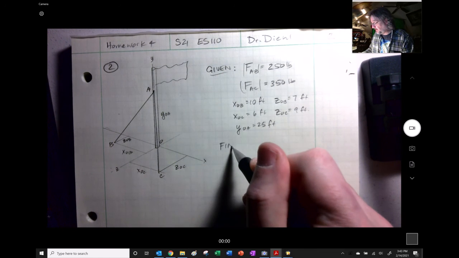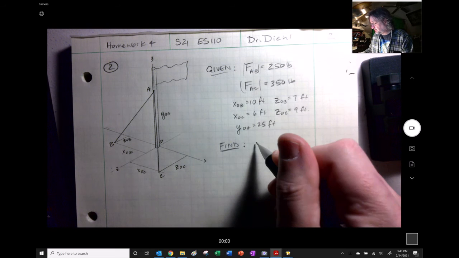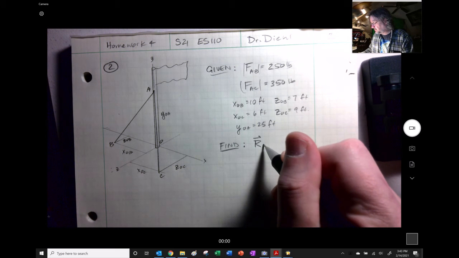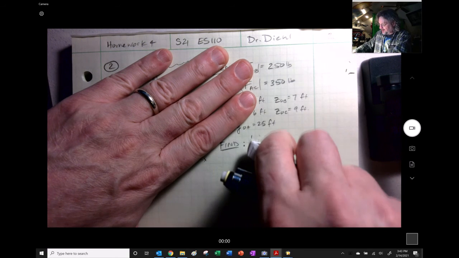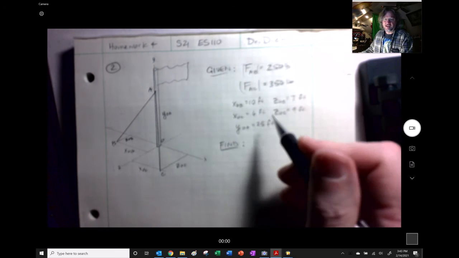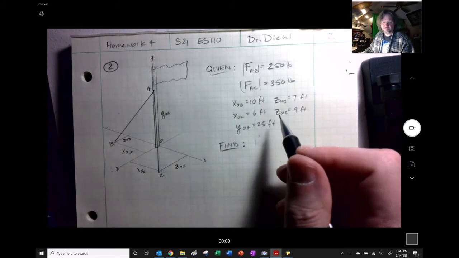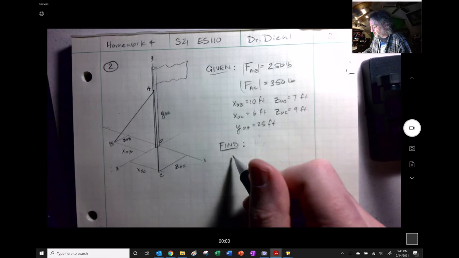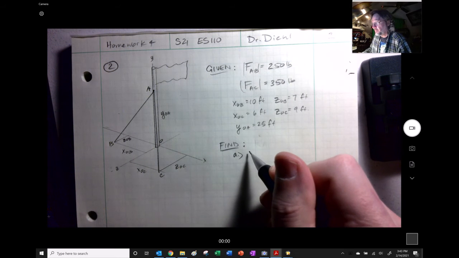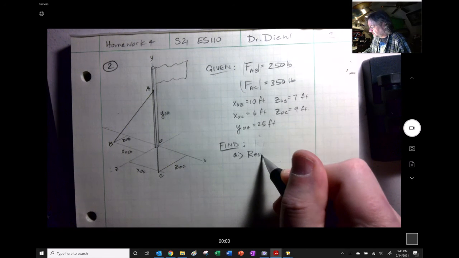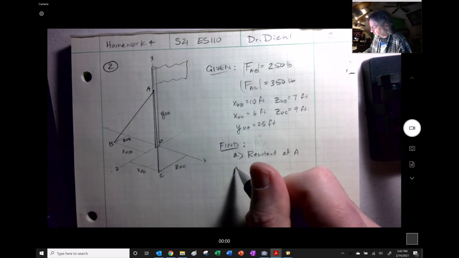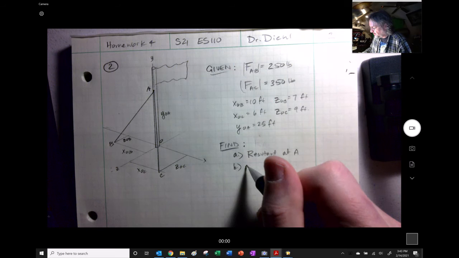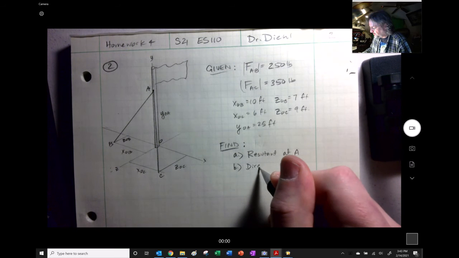And we want to find the resultant that's taking place at A. Or maybe I should just write it out. Resultants and reactions, sometimes they end up with the same symbol, so I'm kind of second guessing this. But I should write this as part A anyway. We can find resultant at A. That's good enough. And B, direction of wind.